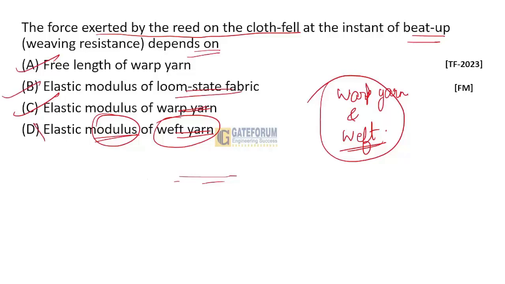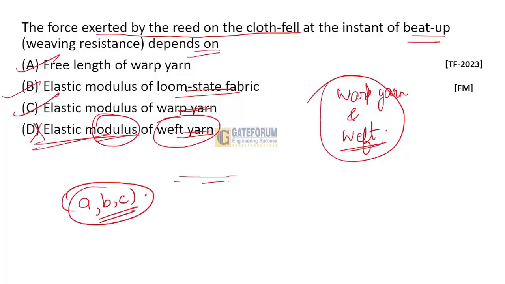But the elastic weft yarn does not participate in this weaving resistance process, because the warp yarn only determines the stiffness and the ability to resist the deformation under the applied load during the beat up process, and the weft yarn does not take part in this process. So basically this is important. I think option A, option B, and option C are the correct options. I think this is clear.